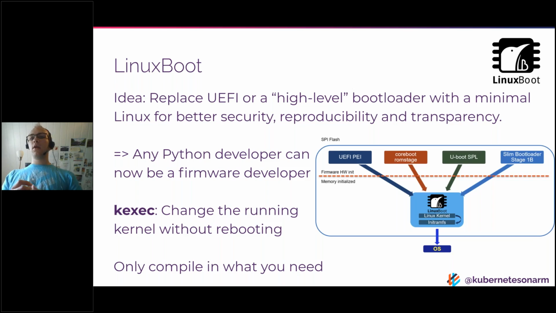So this can be seen in this picture, that after the firmware has initialized the hardware and memory, then regardless of where you're coming from, the low-level bootloader, the second one in the earlier diagram, would call Linux as the third step. And in Linux, you can write your firmware, so to say, in Python or Go or JavaScript, and find the next thing to boot from anywhere.